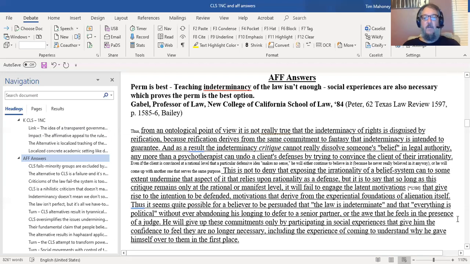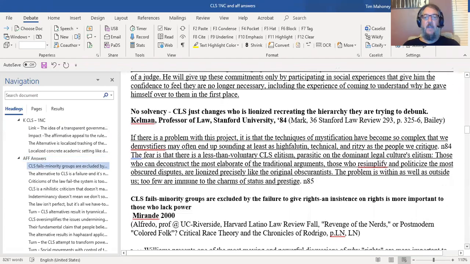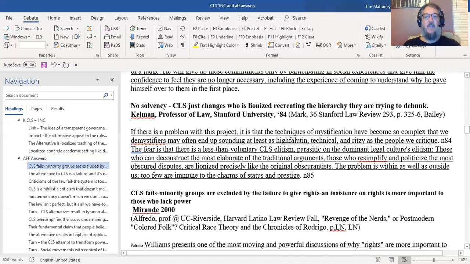Many of the arguments that are in this particular 2AC we've already discussed, but I think it's worth the time to just take a little bit more of an in-depth look. So here we have the Kelman evidence that CLS just changes who is lionized, recreating the hierarchies they are trying to debunk. So this is the argument that maybe we have certain hierarchies now, but if we're going to have any type of law, and remember, CLS doesn't completely reject the law, except for in the extreme versions like the Hasnas version, they keep the law, they just aim to change who benefits from the law, which means it will merely change the hierarchies. It does not completely get rid of the hierarchies. Their goal is to impose a different hierarchy.